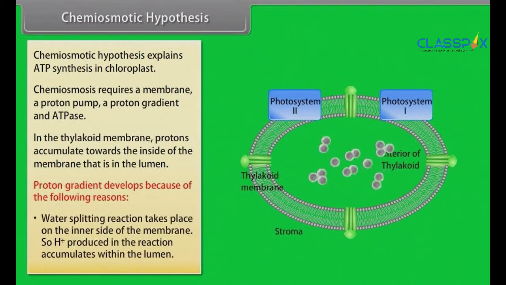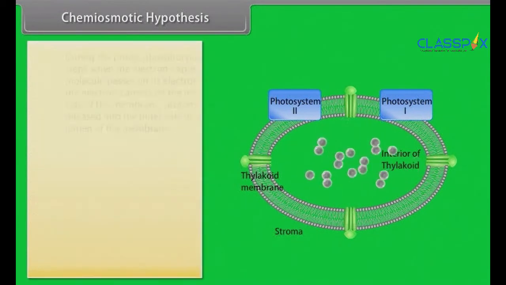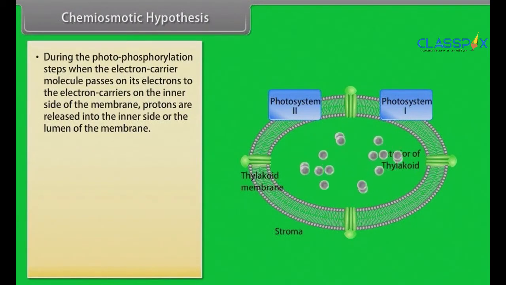Water splitting reaction takes place on the inner side of the membrane. So, hydrogen ions produced in the reaction accumulate within the lumen. During the photophosphorylation steps, when the electron carrier molecule passes on its electrons to the electron carriers on the inner side of the membrane, protons are released into the inner side or the lumen of the membrane.